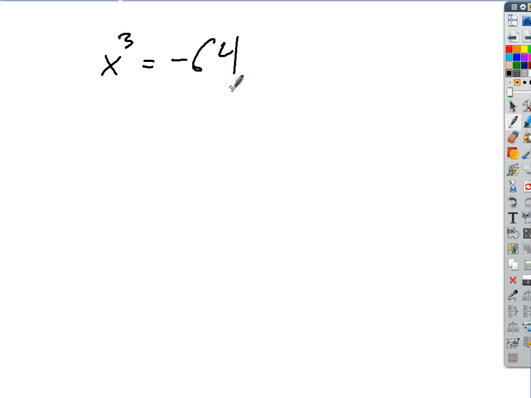So x cubed equals negative 64. It doesn't look like a 6. Oh, okay. I'll fix that. There's our 6. Okay. So now I could cube root both sides, right? To undo a 3, I'm going to cube root.